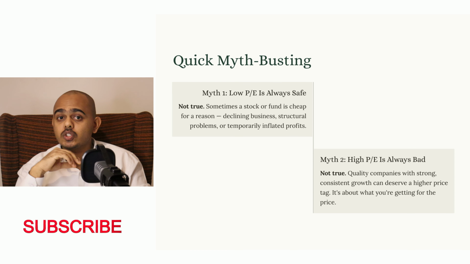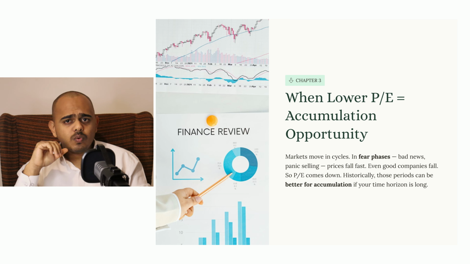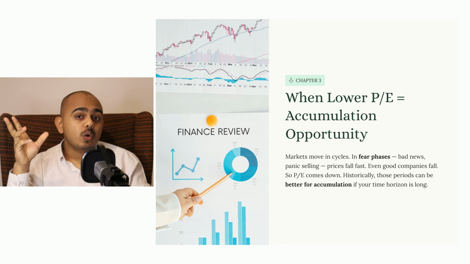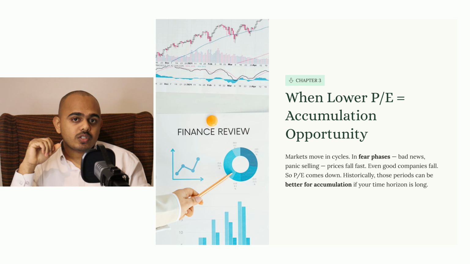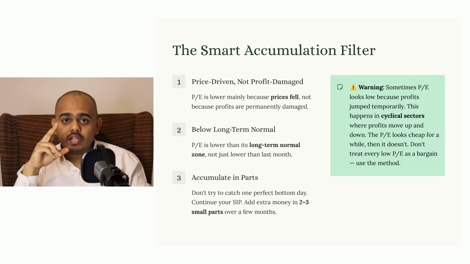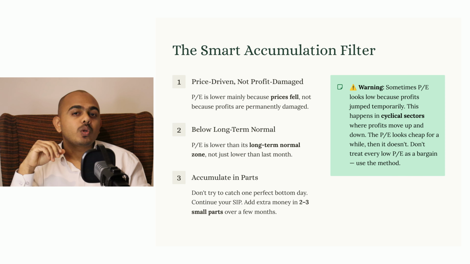Now the practical part: historical PE and accumulation. Markets move in cycles. In a fear phase, there is bad news, panic selling, prices fall fast, and even good companies fall. So PE comes down. Historically, those periods can be better for accumulation if your time horizon is long. So when can a lower PE be a good sign for accumulation? There is a simple filter. Number one, PE is lower mainly because price fell, not because profits are permanently damaged. Number two, PE is lower than its long-term normal zone, not just lower than last month.